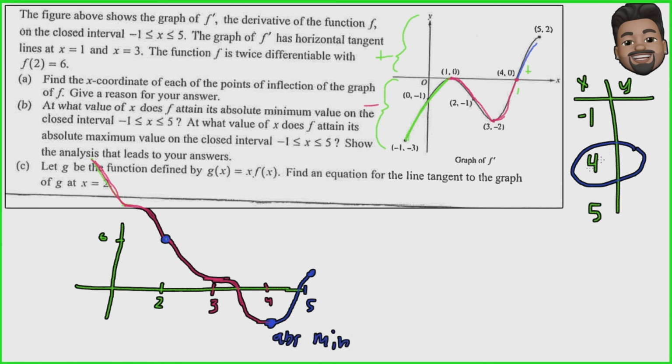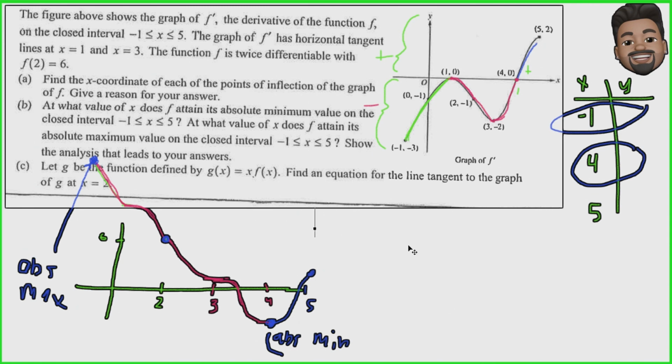And our absolute maximum has to be at -1, because we know this point is probably somewhere up here. We don't know what that is, but we do know that this right here is going to be our absolute maximum. So we have our absolute minimum and we have our absolute maximum. Now you might be asking yourself, how do we explain this? Well, let me show you.